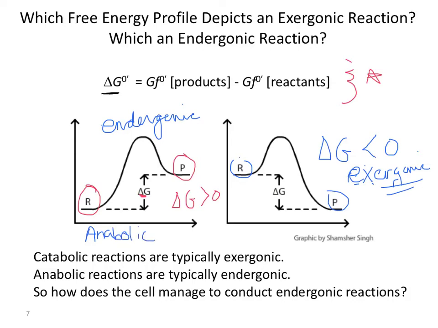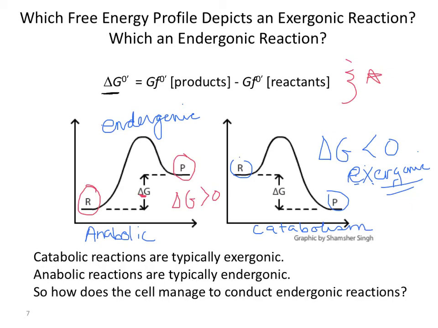Over on the right, if that reaction will happen, it will release energy. That's very typical for reactions associated with catabolism, where we're breaking molecules down. Okay, so catabolic reactions are typically exergonic or energy releasing. Anabolic reactions are typically endergonic or energy consuming.